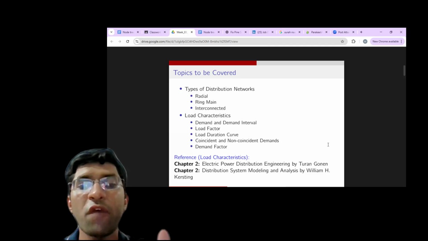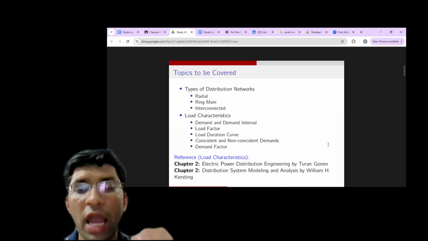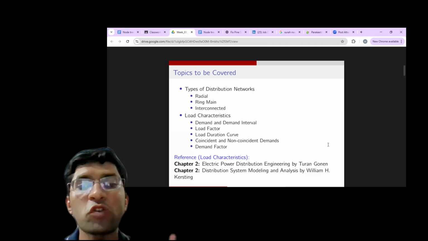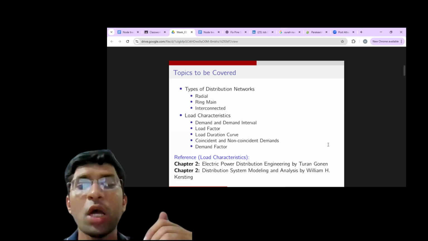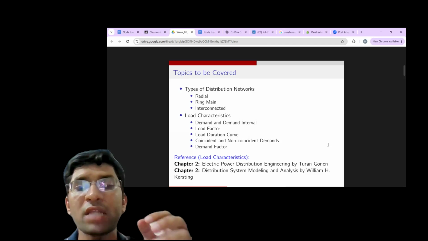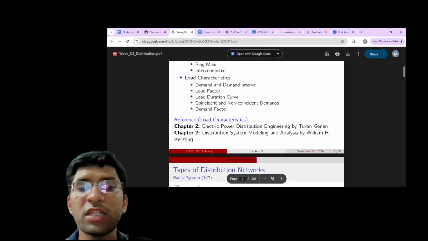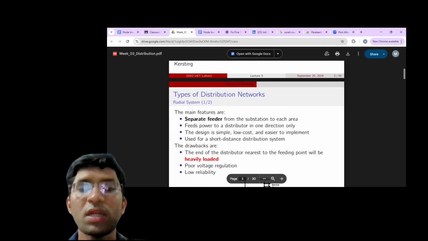Customers at the far end of a radial line may see low voltages during peak summer demand when air conditioners are blasting. What I want you to see is to think and animate in your mind a loop of transformers connected in a ring. That is the ring main system. I will dive into the details and present my slides.